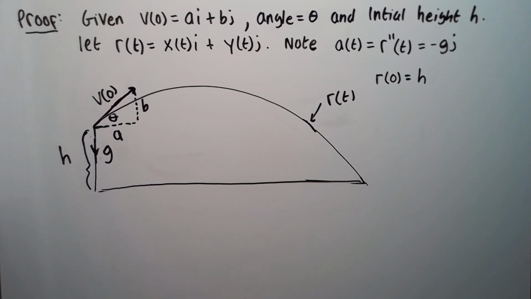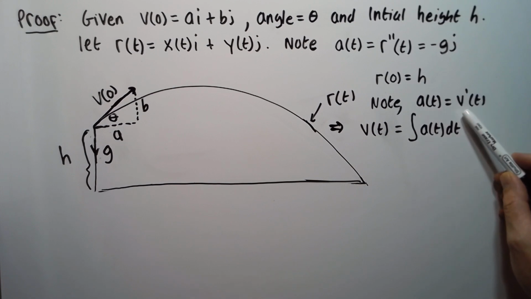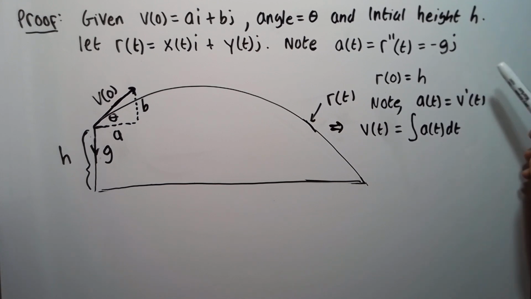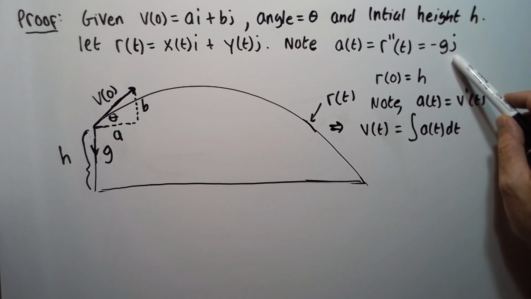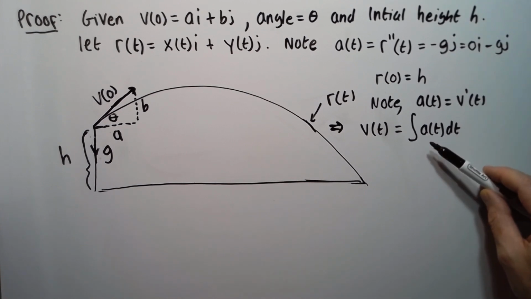Okay, so now I'm going to integrate the acceleration to get our velocity. Note that the acceleration is defined to be the derivative of velocity, so we can find velocity by integrating acceleration. My acceleration is negative g j. I can also write that as 0 i minus g j. So let's integrate that now.